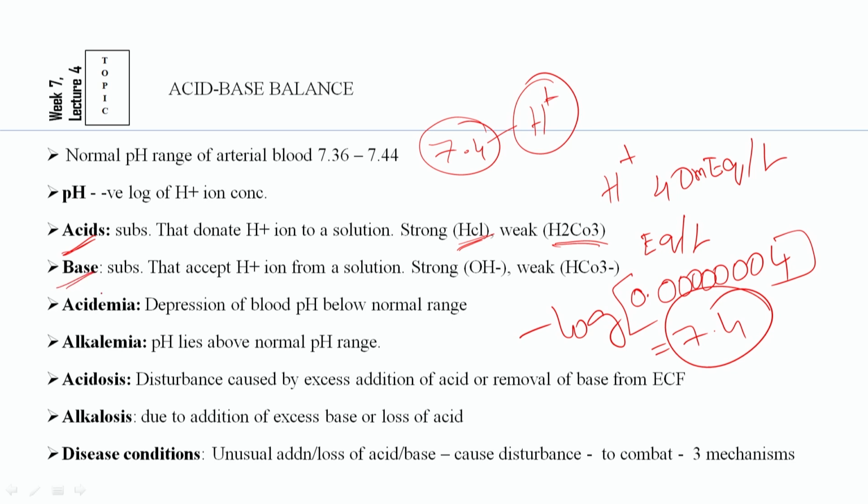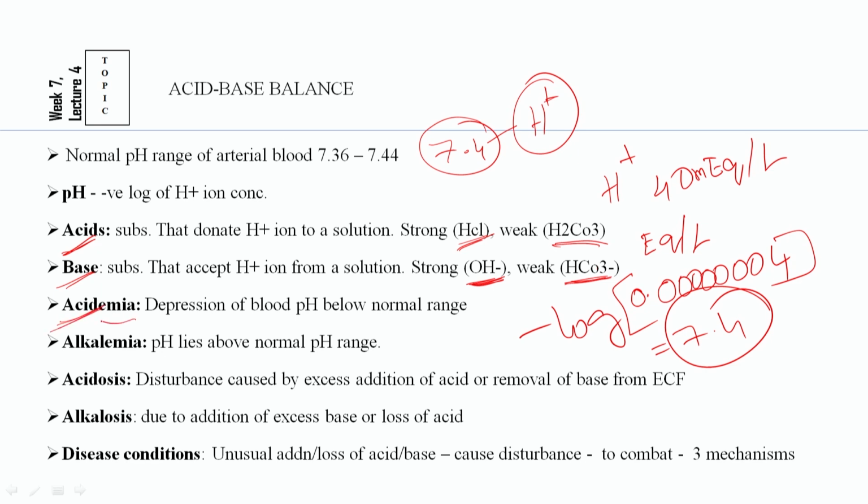Let us come to the base. What is a base? A base is a substance that, on the other hand, accepts the hydrogen ion from a solution. So the strong base will have a group of OH. Remember, wherever you find the OH, that means it is a strong base. Whereas if you see the group HCO3 minus, the bicarbonate ion, then it will be considered a weak base.